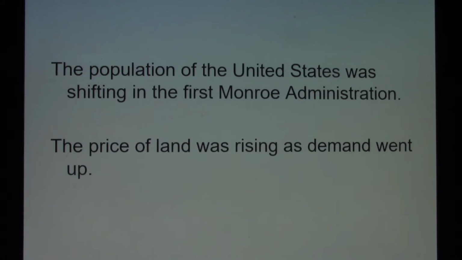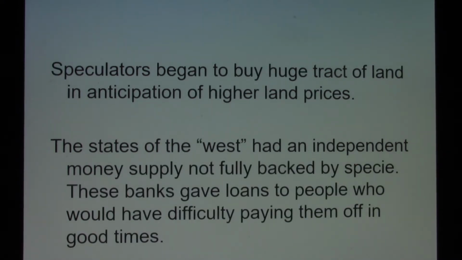The population of the United States was beginning to shift. More and more people were going west of the Appalachian Mountains and settling in the Ohio River Valley and the Missouri River Valley. As more and more people arrived, the price of land became higher and higher. This brought on speculators. Now, this would be during the first and second Monroe administration.